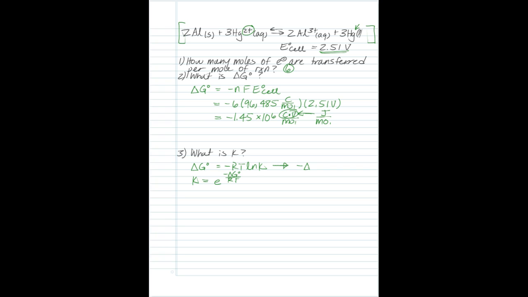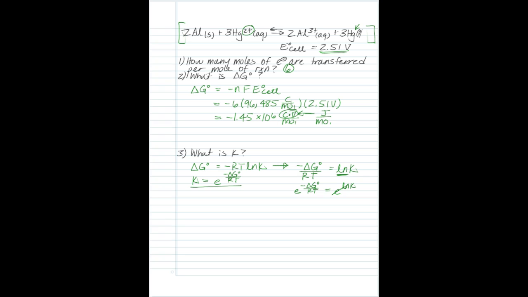An intermediate step here would be this. And then to get rid of this natural log, we take both sides as powers of e. So that's where the e to the negative delta G over RT comes in, and e to the natural log of K. Well, the natural log and the e cancel each other out, so it's just K. So that's how we get this simplified equation here.